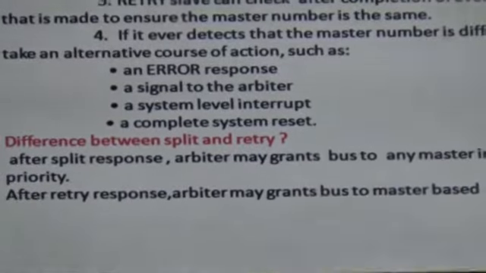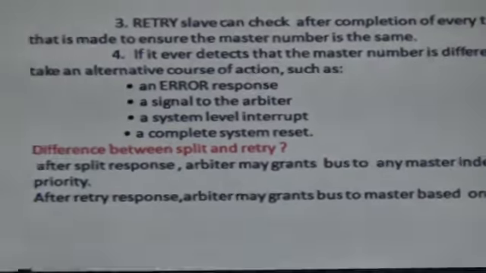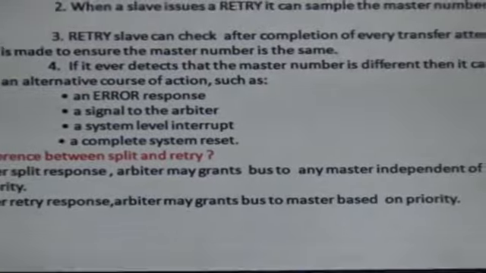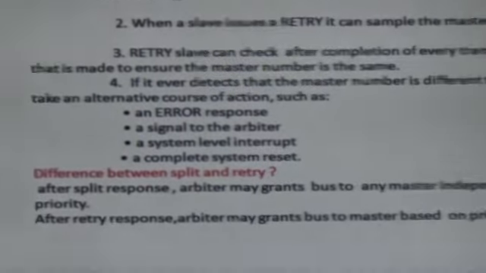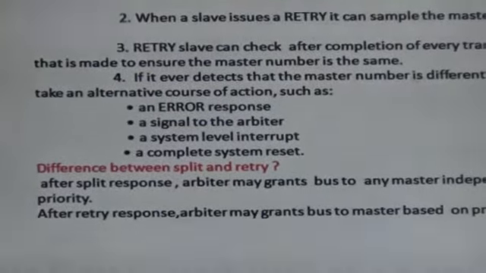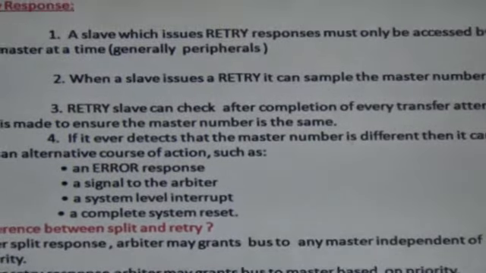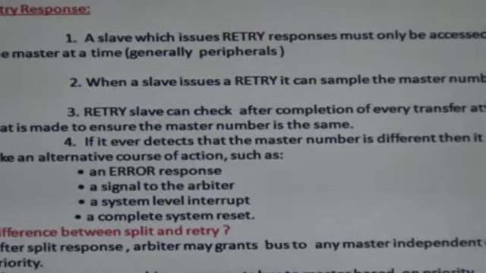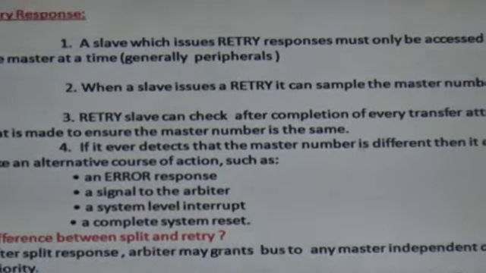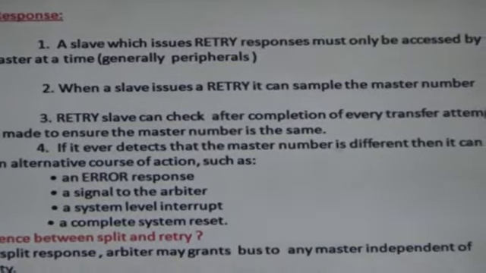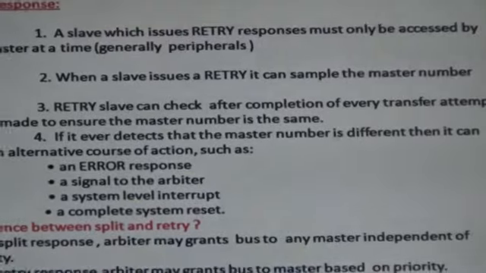The difference between split and retry is that after a split response the arbiter may grant the bus to any master independent of priority, whereas after a retry response the arbiter grants the bus to a master based on priority. It only grants to the master whose master ID has been stored, to that particular master only.